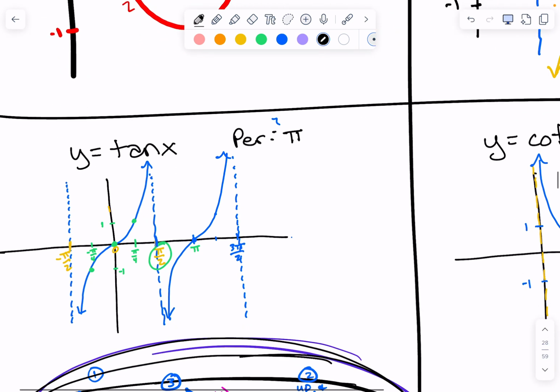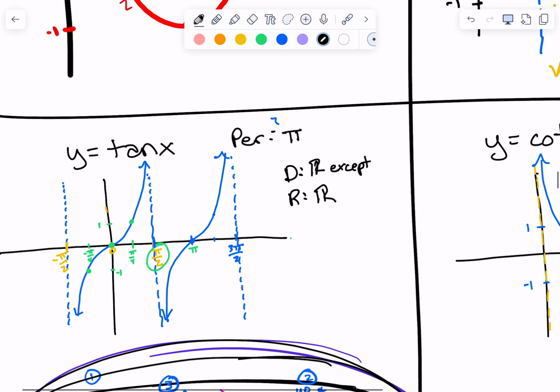Tangent? Okay, let's do tangent. Domain and range. Which one's easier? Range. Range is up and down. Will he go up and down forever? Yes, you betcha. He's going to be all reals for range. Domain, though, is all reals except the vertical asymptotes.